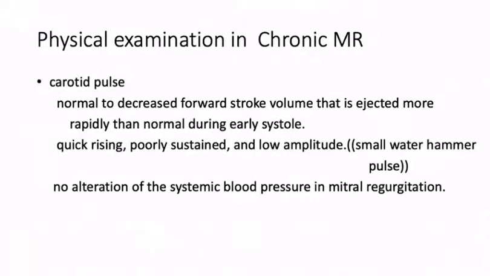Coming to the carotid pulse, though there is a decreased forward stroke volume, the LV ejection time is narrowed. So there is a brisk, quick rising pulse, but with a low amplitude. Whereas in AR, there is increased forward stroke volume, and the pulse pressure is very high in aortic regurgitation, whereas the pulse pressure is normal in mitral regurgitation, and there are no abnormal alterations in systolic blood pressure in mitral regurgitation.